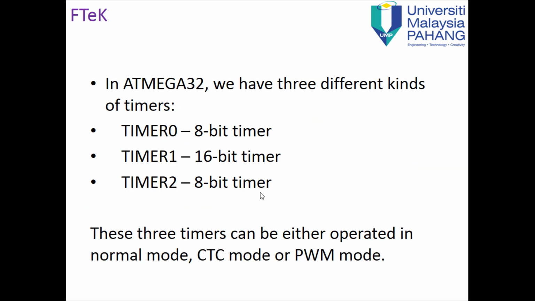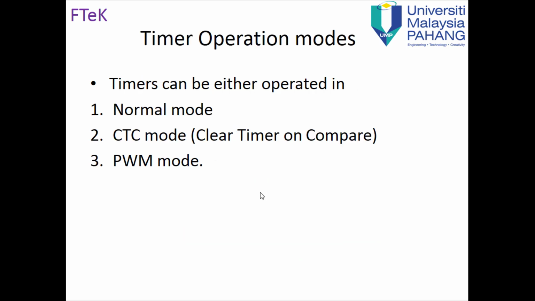In Atmega 32 and also in Atmega 328 actually, we have 3 different kinds of timers. Timer 0, it's an 8-bit timer. Timer 1, a 16-bit timer, and timer 2 is an 8-bit timer again. So these 3 timers can work in 3 modes: normal mode, CTC mode, or PWM mode. So we have the normal mode, which is counting from 0 to max. CTC mode, which stands for clear timer on compare, so it will count up to a specific value defined by the user. And there's what's called the PWM mode. We'll speak about it later.